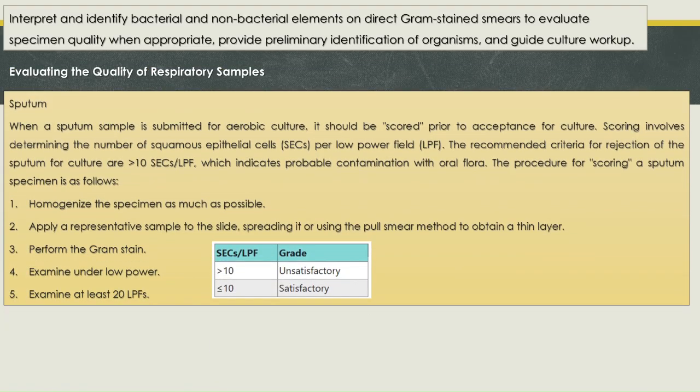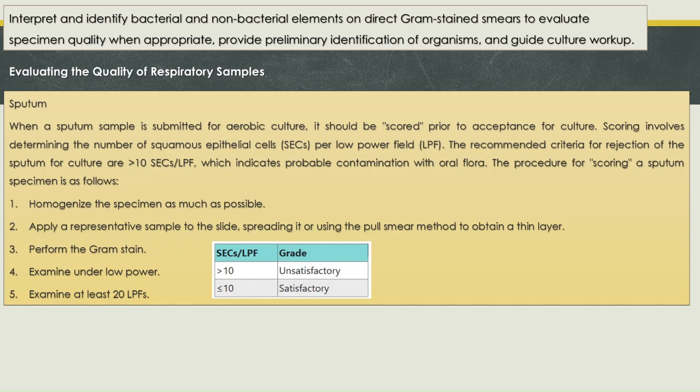Interpret and identify bacterial and non-bacterial elements on direct gram-stained smears to evaluate specimen quality when appropriate, provide preliminary identification of organisms, and guide culture workup. Evaluating the quality of respiratory samples. Sputum. When a sputum sample is submitted for aerobic culture, it should be scored prior to acceptance for culture.